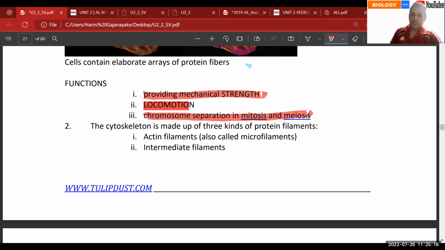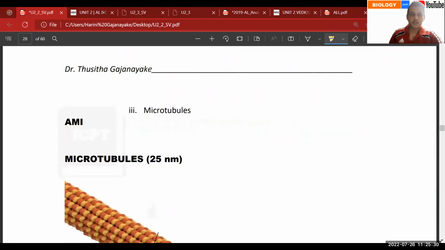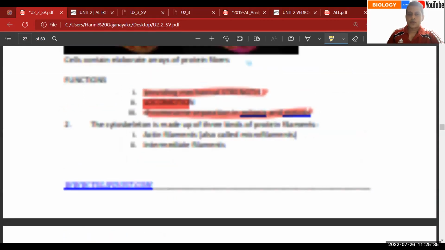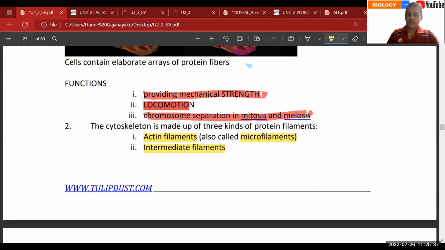And then the cytoskeleton is made out of protein filaments. One is actin filaments, also called microfilaments, and the other one is called intermediate filaments. And the third one is called microtubules. So three kinds of filaments: actin, intermediate, and microtubules. They make the cytoskeleton.